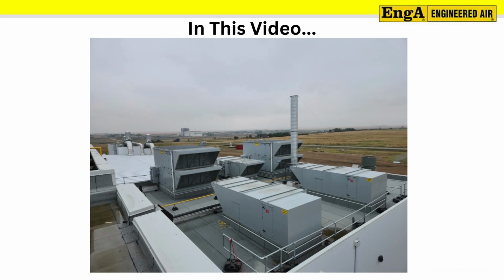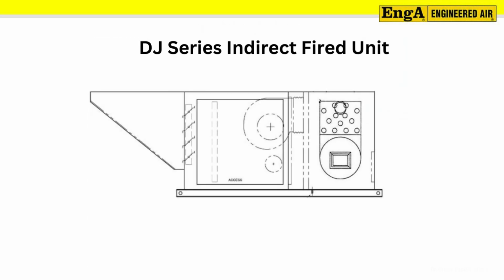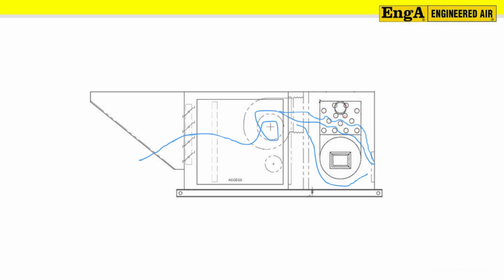In this video, we will cover the purpose of doing combustion analysis and the procedure taken to adequately set up the combustion on engineered air DJ equipment operated by a CenCon or base controller. A combustion analysis is performed on indirect fired equipment that uses a heat exchanger to separate the combustion gases from the air circulating within the building.